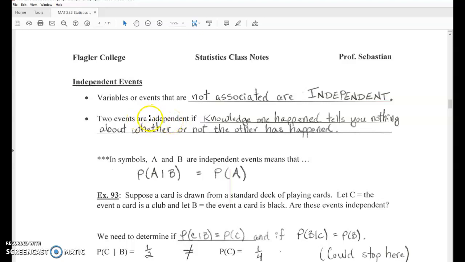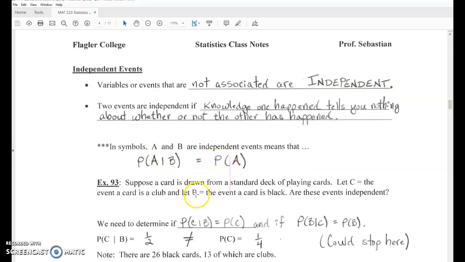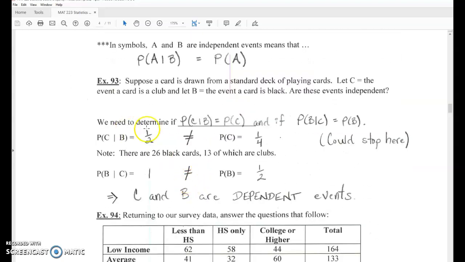The way we can think about it is if knowing that one happened tells us nothing about whether or not the other has happened, then the events are independent. So in symbols, if A and B are independent events, then the probability of A, given that we know B occurred, is still just the probability of A. It doesn't matter that we know B occurred. So that means we have independent events. Let's try to simplify that with an example.